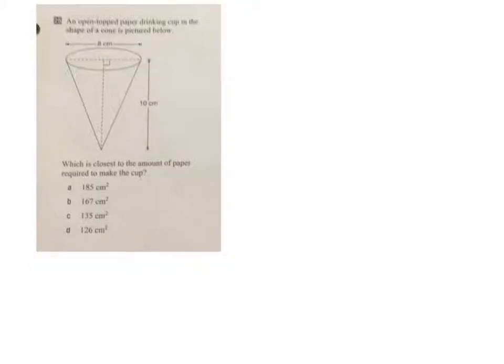So this question says an open-topped, okay, that's important, an open-topped paper drinking cup in the shape of a cone, they tell you what shape it is, pictured below. Which is closest to the amount of paper required to make the cup? So if they're asking about the amount of paper, are they talking about the outside of the cup? Yeah. Or are they talking about what's inside?